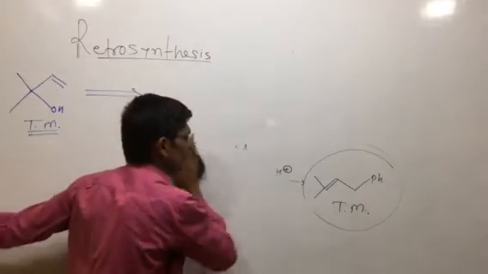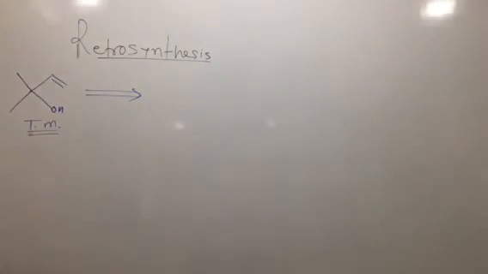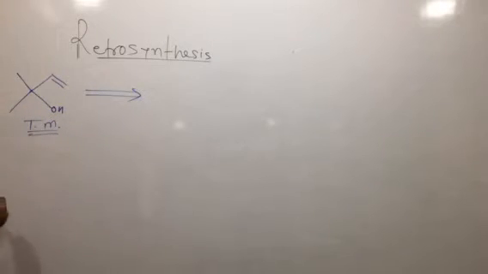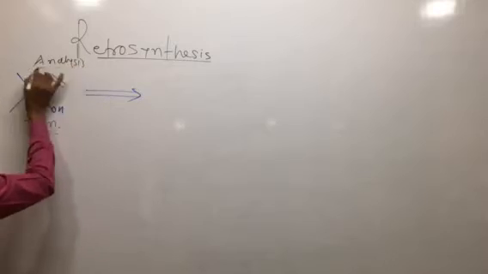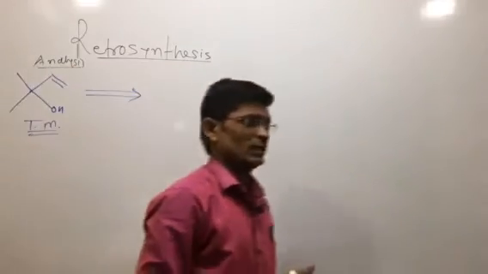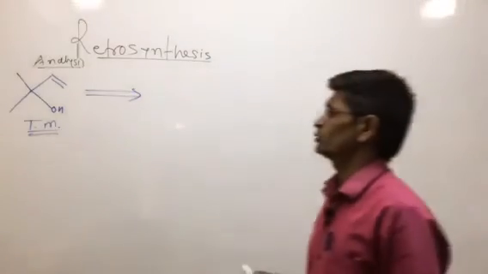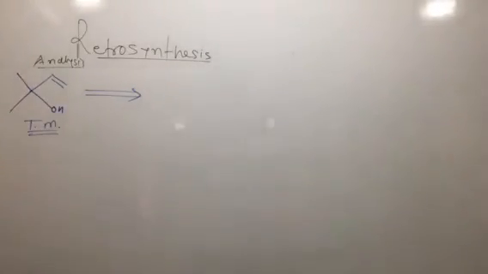First, what is the plan of analysis? What will be the analysis plan of this? Suppose this target molecule, now we have to analyze it. The target molecule contains a hydroxy alcohol and an alkene. Alcohol and alkene is there. So we know how alcohol is obtained. How is the alcohol obtained?